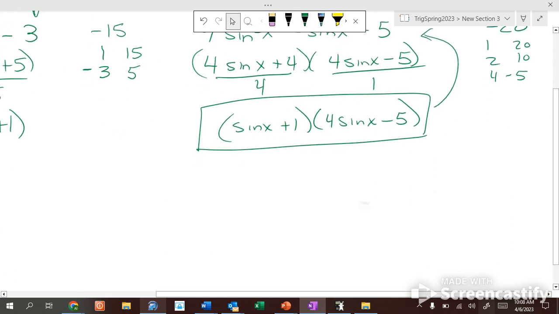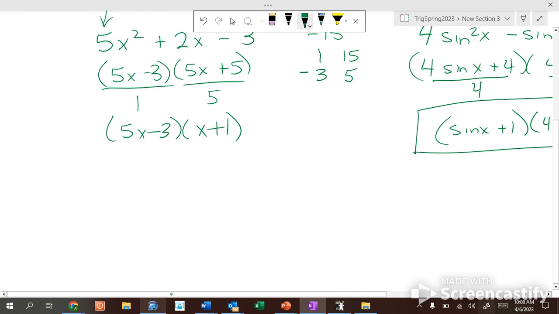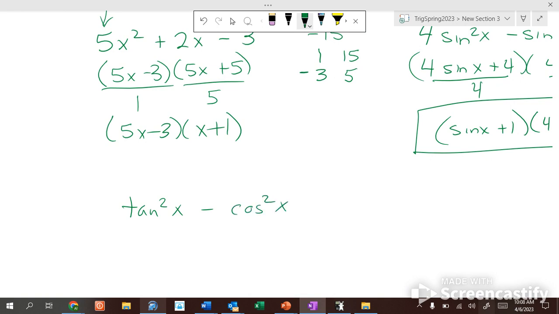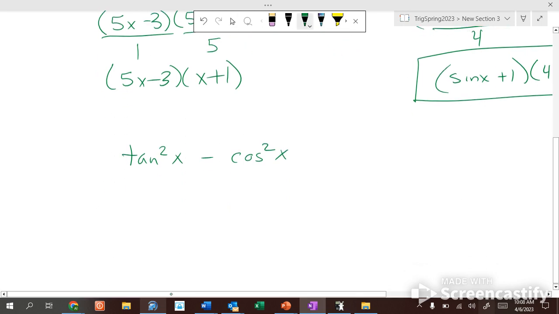Another type of factoring is Kendra's favorite. Tangent squared of x minus cosine squared of x. Okay? Because what is it called? Difference of squares. Okay. When you have two things that are square that are separated by a minus sign, you just take the first and split it up. Opposite signs, take the last and split it up. And you're done. Difference of squares. So that's easy.